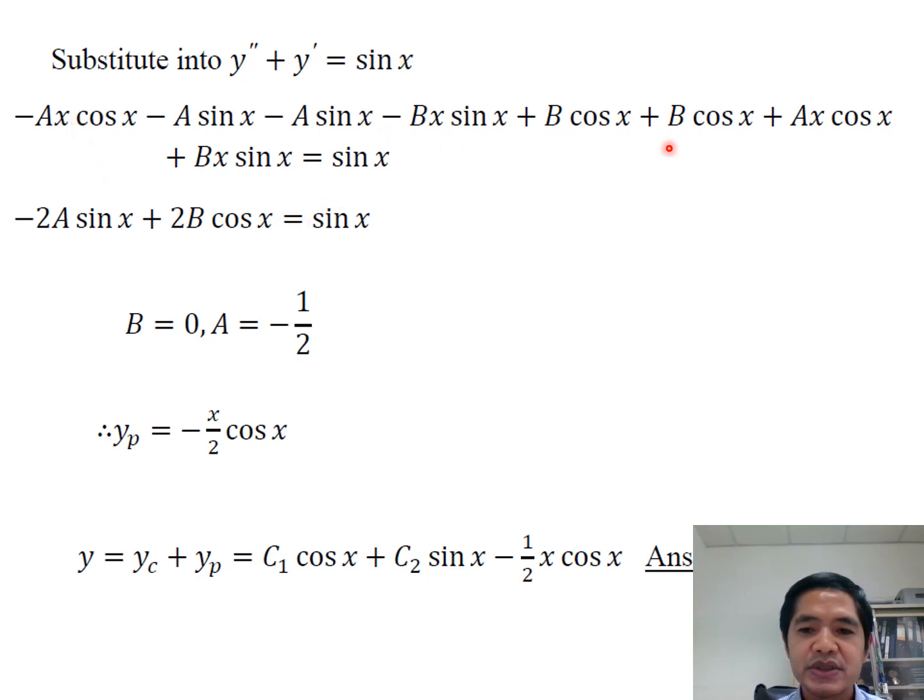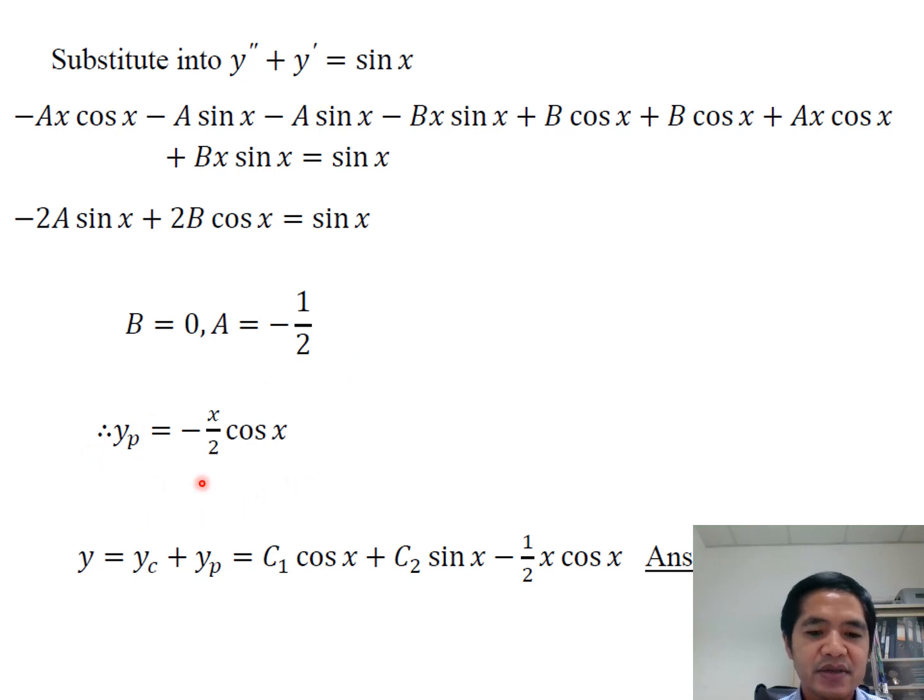And then you reduce the form, you get minus 2a sine x plus 2b cos x. Then you compare the coefficients on the left and the right hand side. On the right hand side here, there's no cos x, so b should be 0, right? b should be 0 because there's no cos x. And sine x here has 1 in front, so minus 2a equal to 1, so a equal to minus 1 over 2.